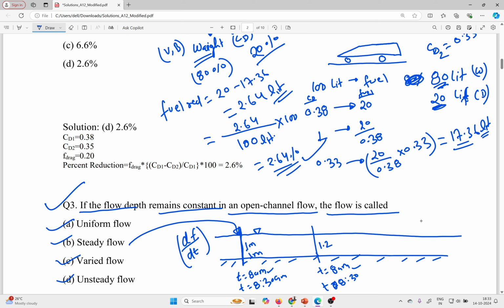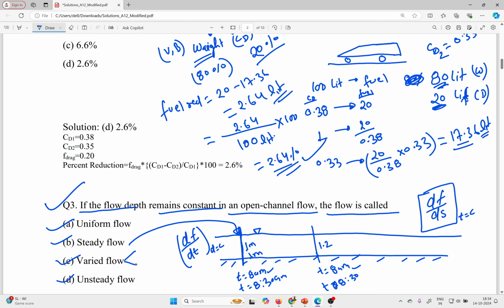But in case of uniform flow, your flow characteristics should not be changed with respect to distance at a particular time. Remember please, at a particular time, that is, time is constant. So remember always.